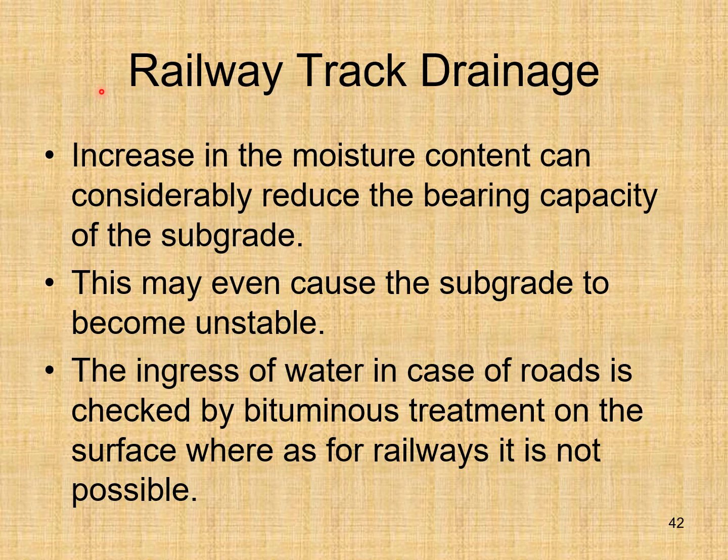Railway track drainage. Increase in the moisture content can considerably reduce the bearing capacity of the subgrade. This may even cause the subgrade to become unstable. The ingress of water in case of roads is checked by bituminous treatment on the surface, whereas for railway it is not possible.